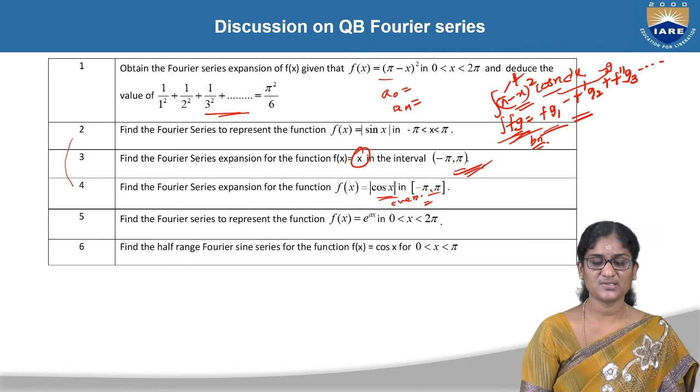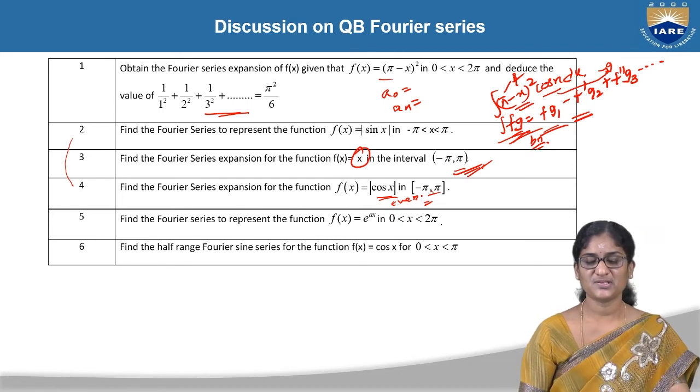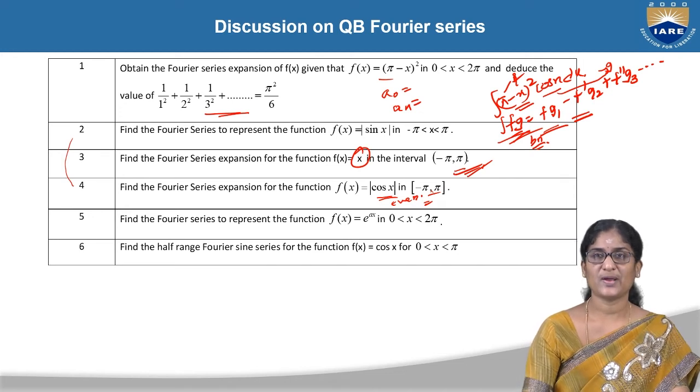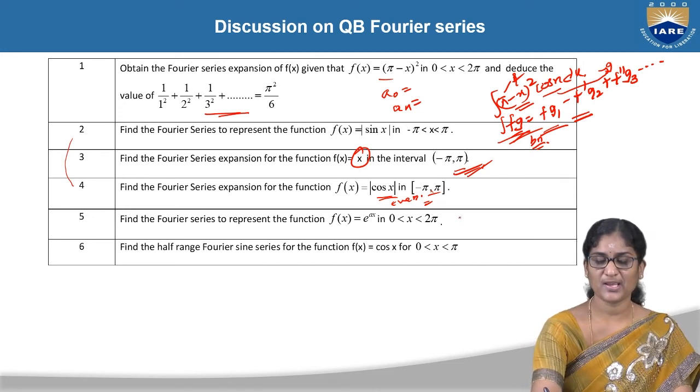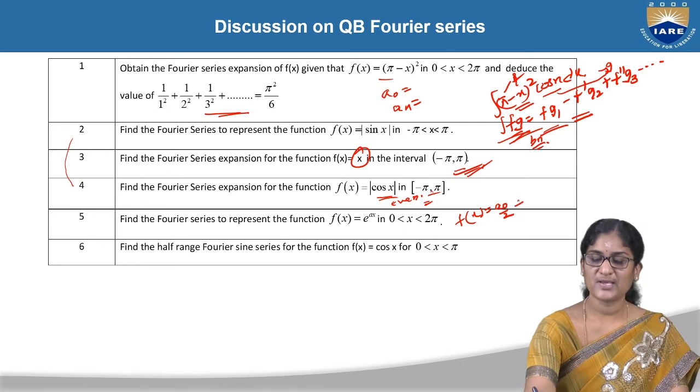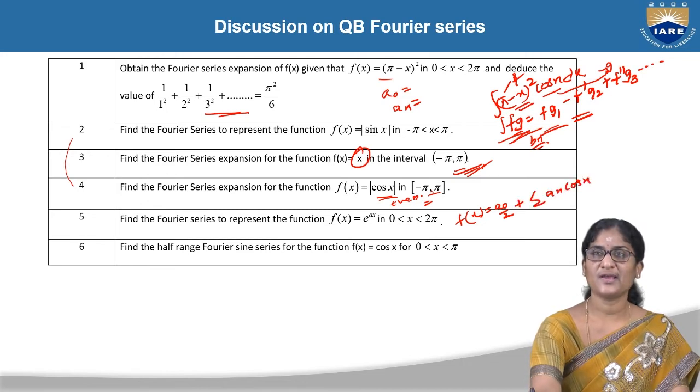Next, find the Fourier series to represent the function f of x is equal to e power ax in the interval x from 0 to 2 pi. So what is the formula again? It's better to recapitulate the formula again and again. That is a naught by 2 plus summation an cos nx plus bn sin nx.